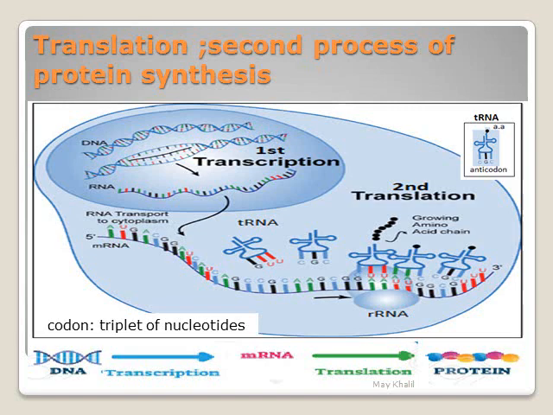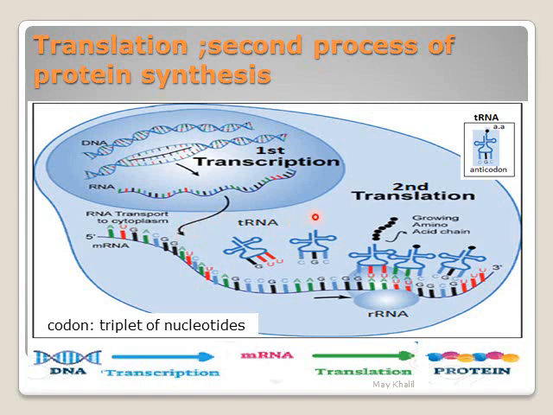Now the RNA molecule is produced. And as you see here, it's produced, or transcribed, in the nucleus, in a process known as transcription, the first process of protein synthesis. The RNA is ready and it has to be exported outside of the nucleus.